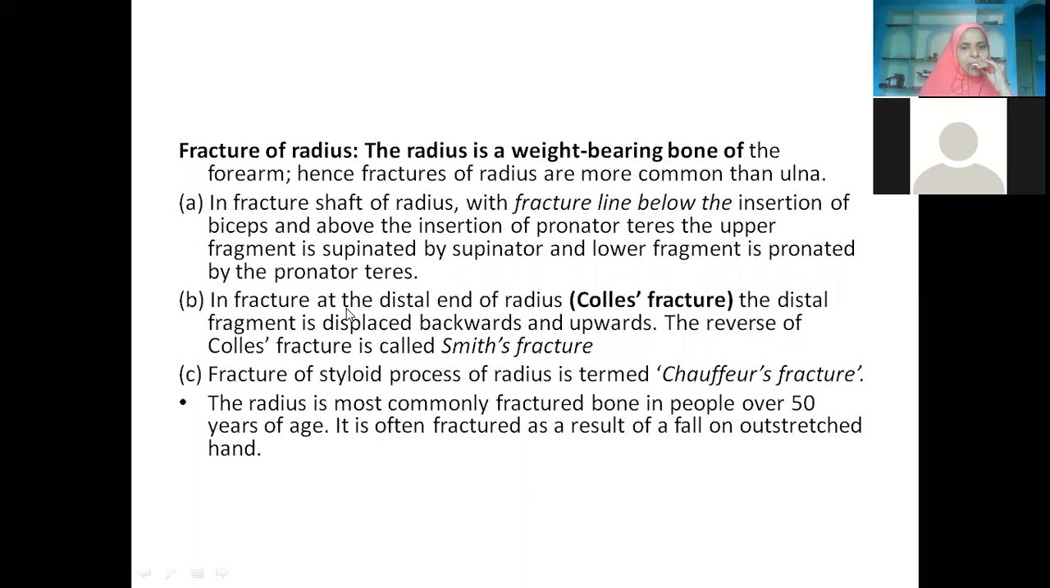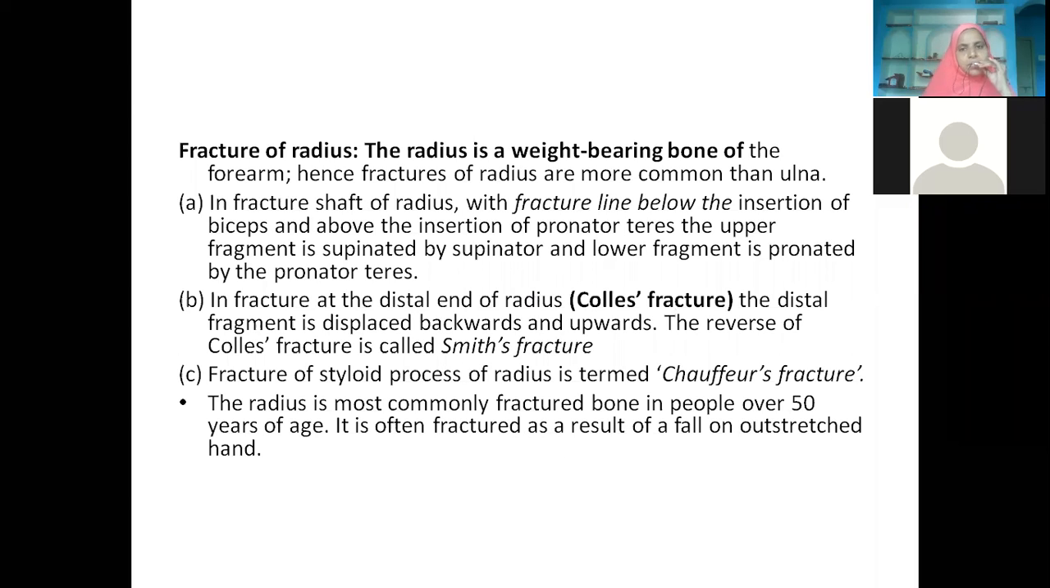See here. The fracture at the distal end of the radius, that is Colles fracture. Distal fragment is displaced backwards and upwards. If it is forwards and downwards, then you call it as Smith's fracture. Two different pictures were kept. Okay, you please remember Colles fracture because it can come as 3 marks question. Dinner-fork deformity, Colles fracture, where the distal fragment of the radius is fractured and the distal fragment is displaced backwards. Okay, for this fracture.